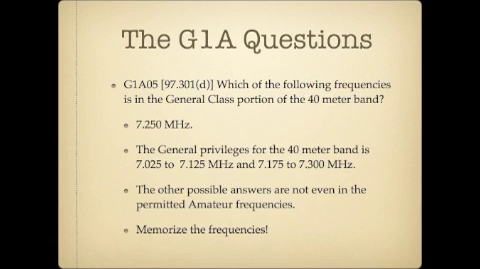Which of the following frequencies is in the General Class portion of the 40 meter band? The answer is 7.250 for the possible answers on the exam. Now, the General Class privileges for the 40 meter band are broken into two parts, and extend from 7.025 to 7.125 megahertz, and then 7.175 to 7.3 megahertz. The other possible answers on the exam aren't even in the permitted amateur frequencies. So this is one of those memorization questions you just gotta know.